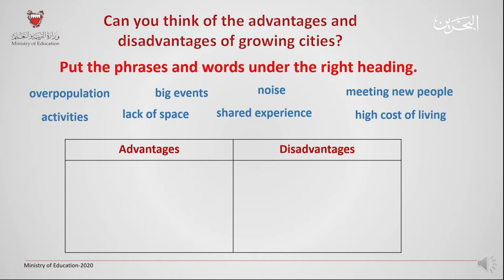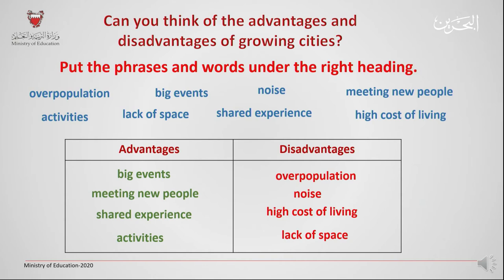Let's check your answers. Very good. The advantages are big events, meeting new people, shared experience, and activities. On the other hand, the disadvantages are overpopulation, noise, high cost of living, lack of space.